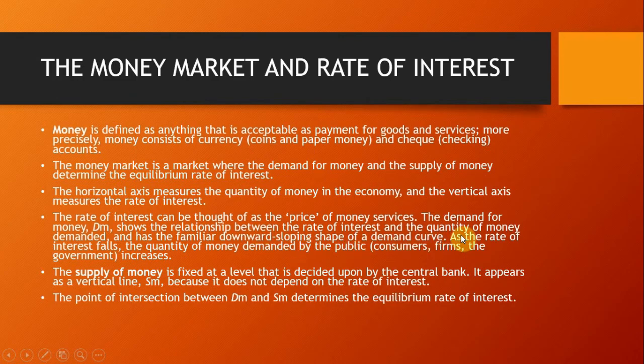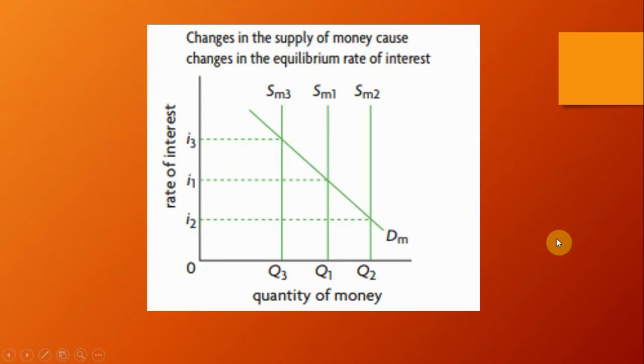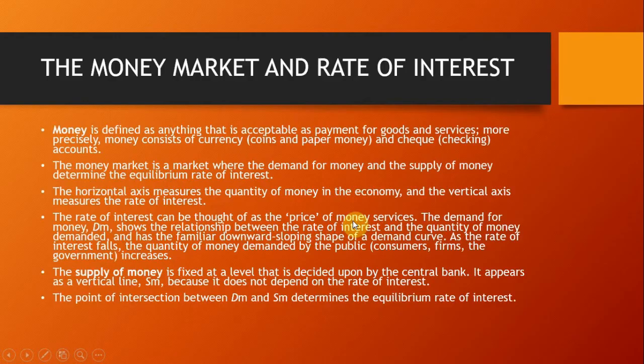As the rate of interest falls, the quantity of money demanded by the public, which are consumers, firms, and the government, increases. As you can see, from SM1 to SM2, the interest rate falls, and the quantity of money demanded increases.